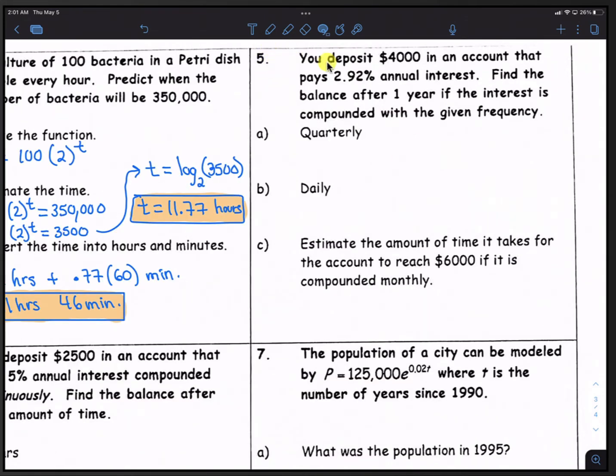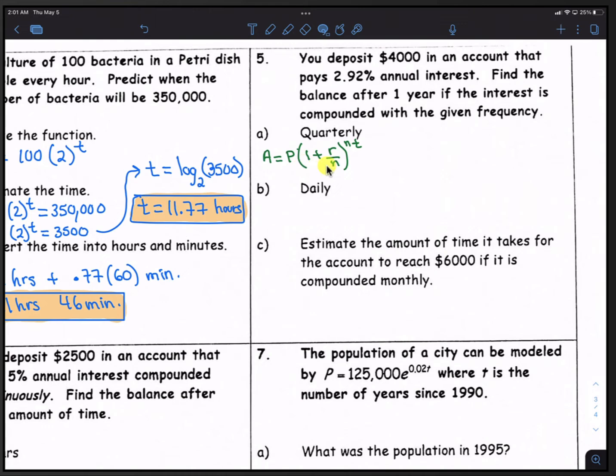All right, and here's number 5. You deposit $4,000 in an account that pays 2.92% annual interest. Find the balance after 1 year if the interest is compounded with the given frequency. So for question A, we're compounding quarterly. Now this requires a different equation.